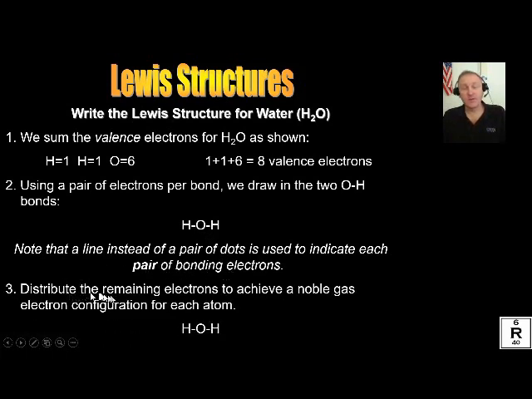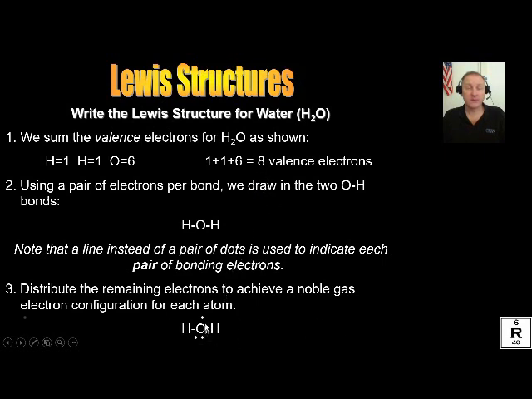Now we're going to distribute the remaining electrons to achieve a noble gas configuration. So hydrogen only needs 2 electrons around it to be helium configuration. So this hydrogen is already stable. It's got 2, and this hydrogen's got 2. But the oxygen only has 4. It's got 2 over here and 2 over here. But we've used 4, and we had a total of 8, so we've got 4 left over.